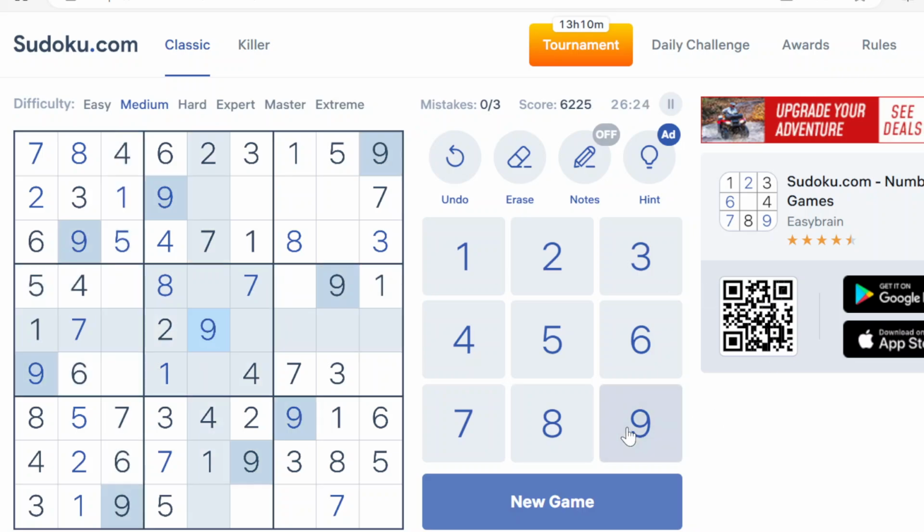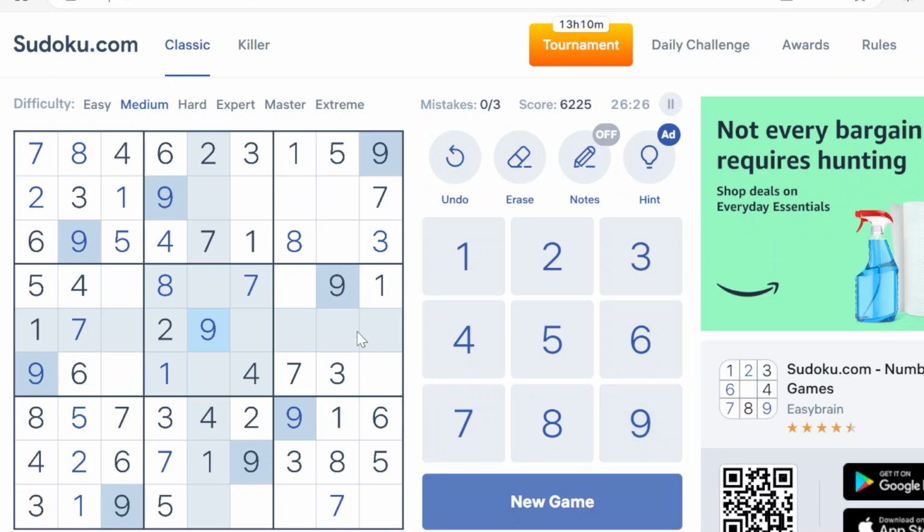Actually, this one is 9. And I know that because this column already has a 9 here. This column already has a 9. So for this box, it has to be one of these 3. But this row already has a 9. And this row already has a 9. So the center one has to be 9. So this is a 9.